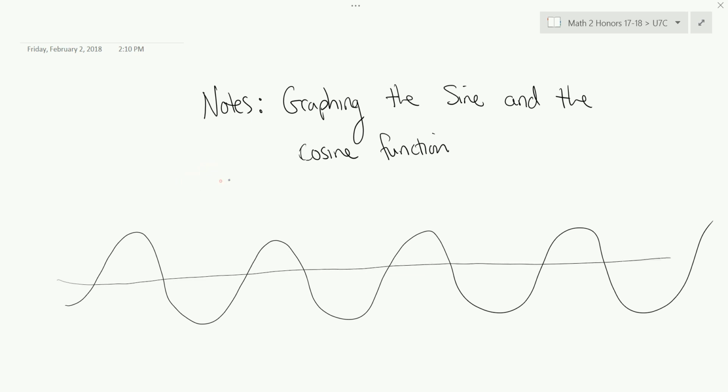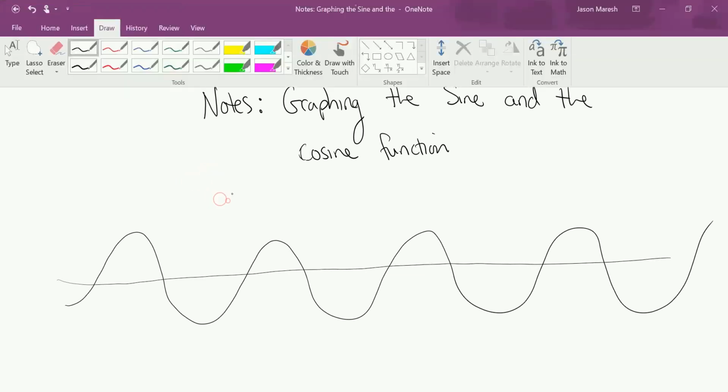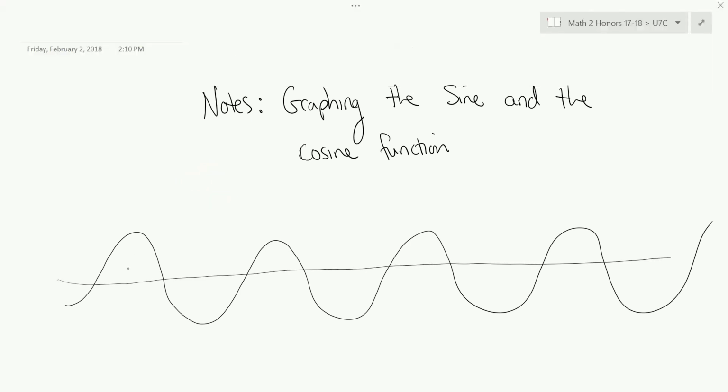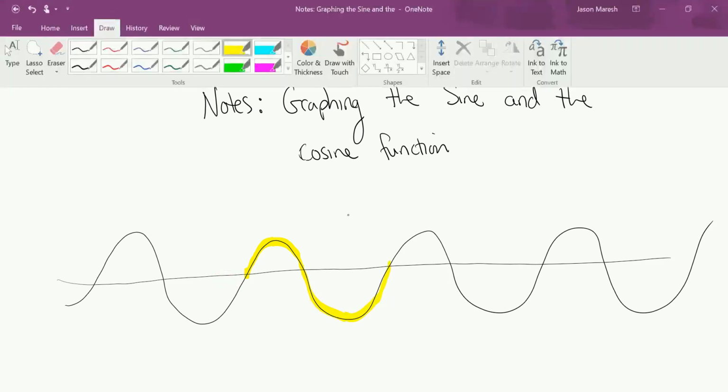And if we find the middle of that function, say that's the middle of the function, the sine function starts at 0 at the middle and then reaches to its max, comes back down to the middle of that function, goes to the min, and then back up to the middle. And so that would be one period of our sine function.